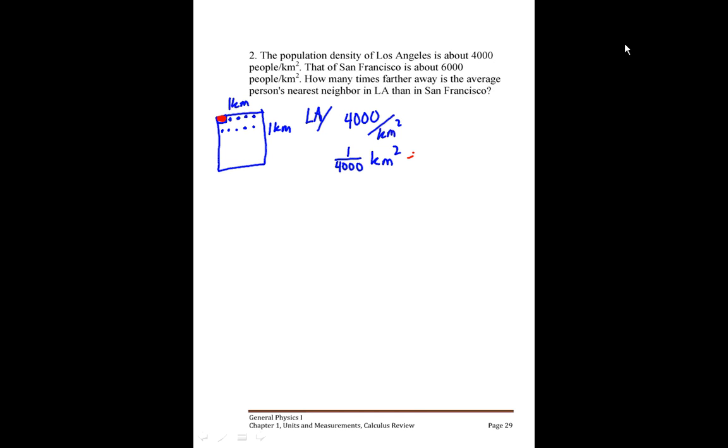Now that is equal to 2.5 times 10 to the minus 4, just doing that division. That's in square kilometers. All right. And now that's the area. I want to know the length of the side. So if I take this and blow it up, this is the space that one person occupies, and it is 2.5 times 10 to the minus 4. That's the area that it occupies.